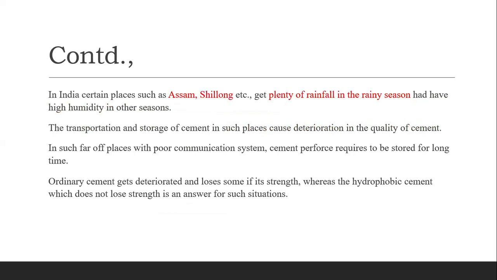Higher amounts of rainfall occur in places such as Assam and Shillong, where these regions receive plenty of rainfall in the rainy season. During this time, normal cement cannot be stored for a longer period. So hydrophobic cement is the best choice for this type of location.